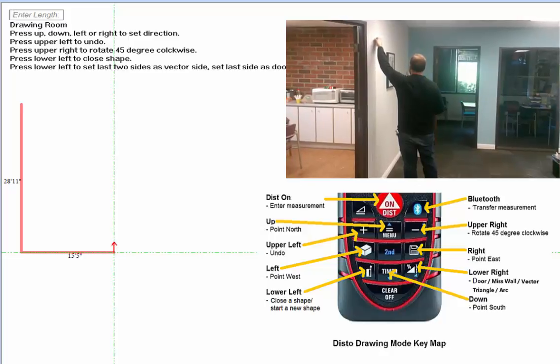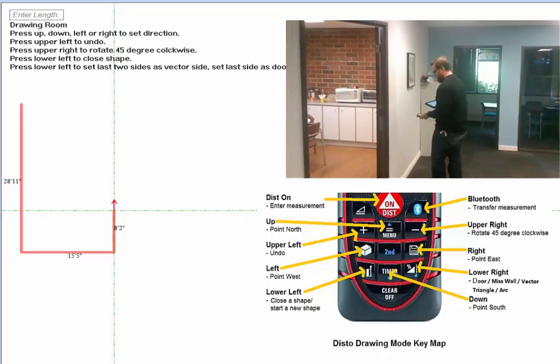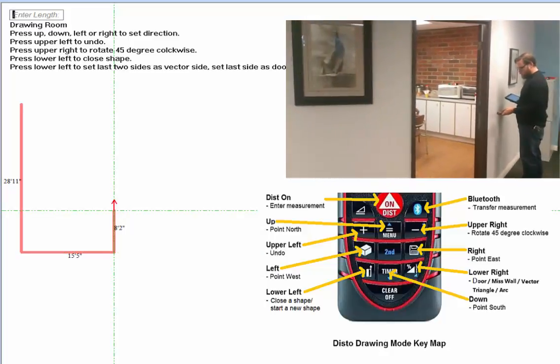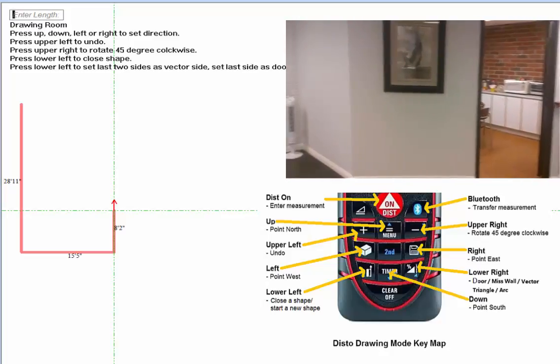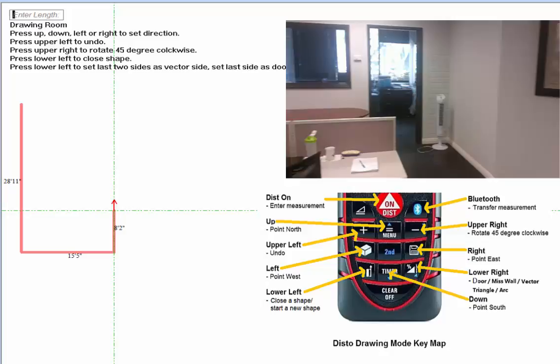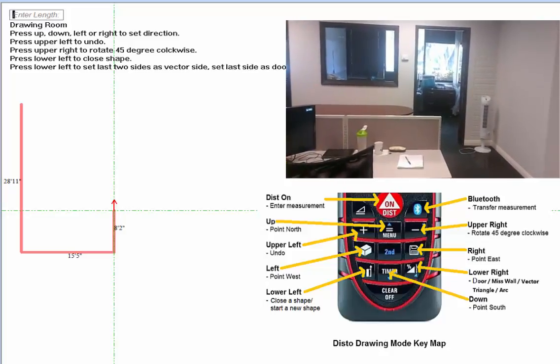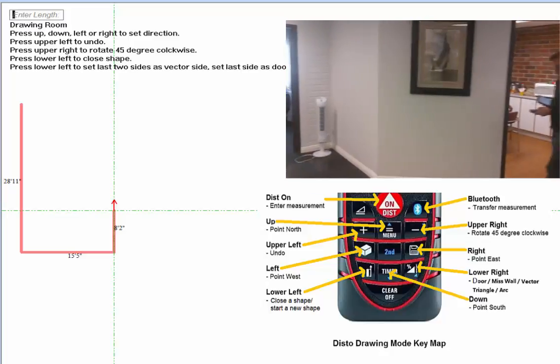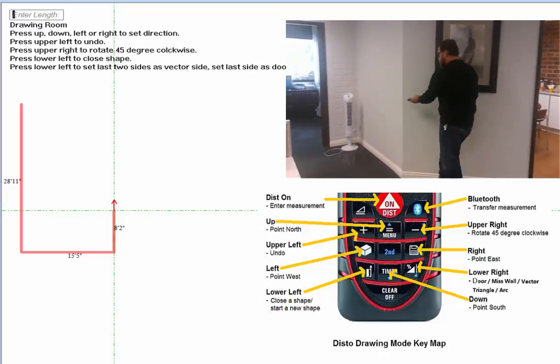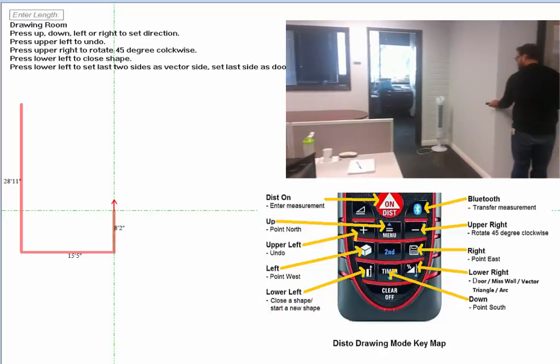For this angled wall, we will use the minus function to find the length. We will first take a measurement from one edge to a reference point, then deselect the second key, press the minus key on the Disto, capture our shorter measurement, and then press equal to define the length of this wall.